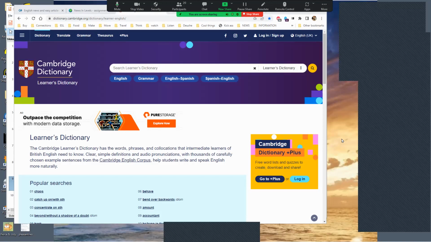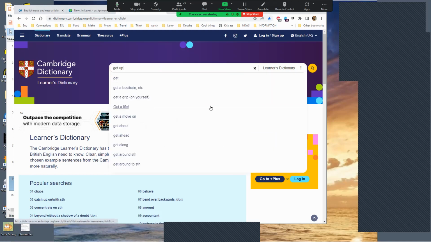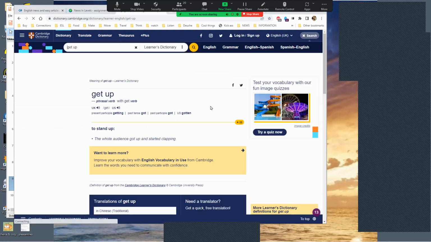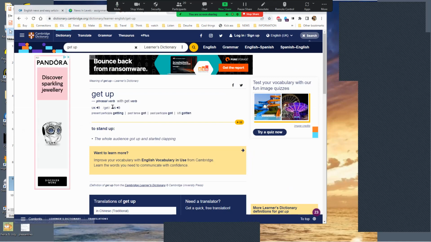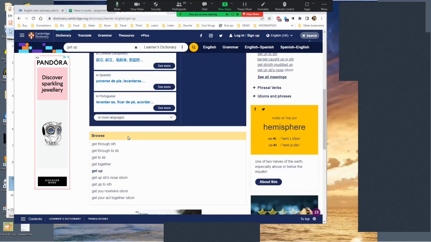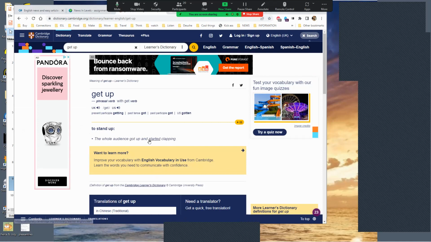So get up is a phrasal verb. And phrasal verbs are very bad because you can't look them up in dictionaries. If you're looking in your translating dictionary, it won't work. If you look in a regular dictionary, it also won't work. But in the Cambridge Learners Dictionary, we can type in get up and we get an answer. So there we go, get up. And so it can mean to stand up, and it will also, yeah.